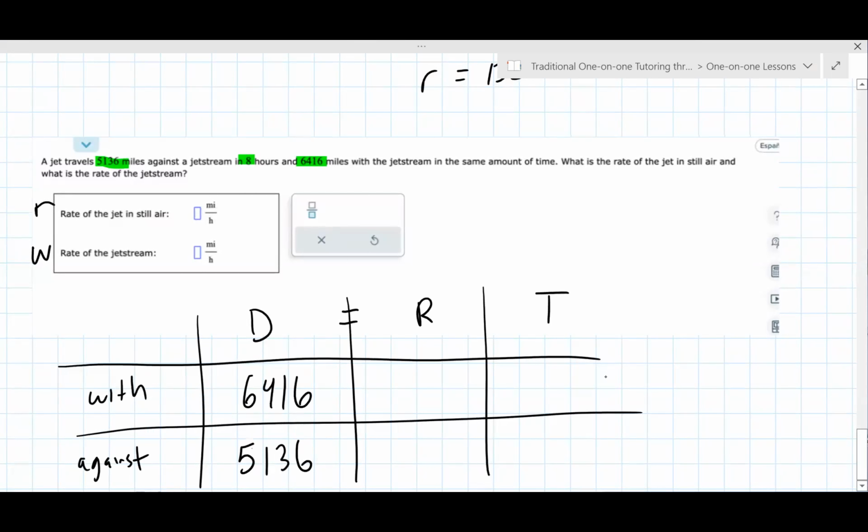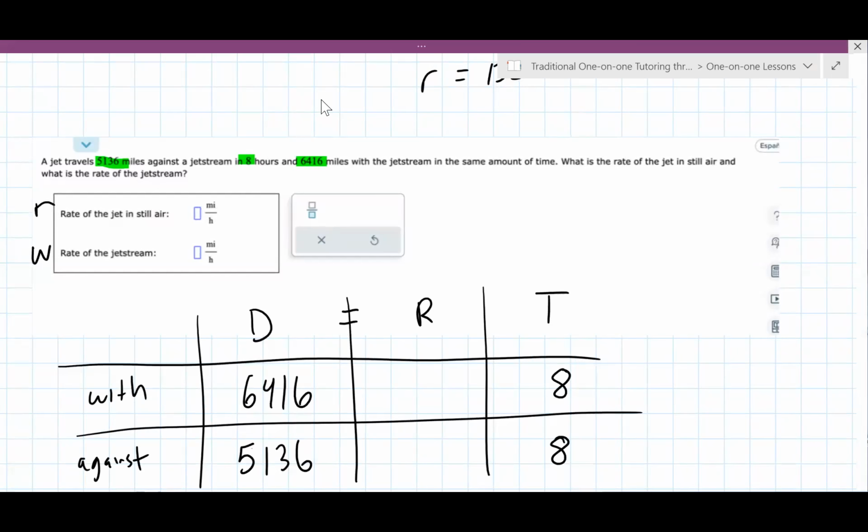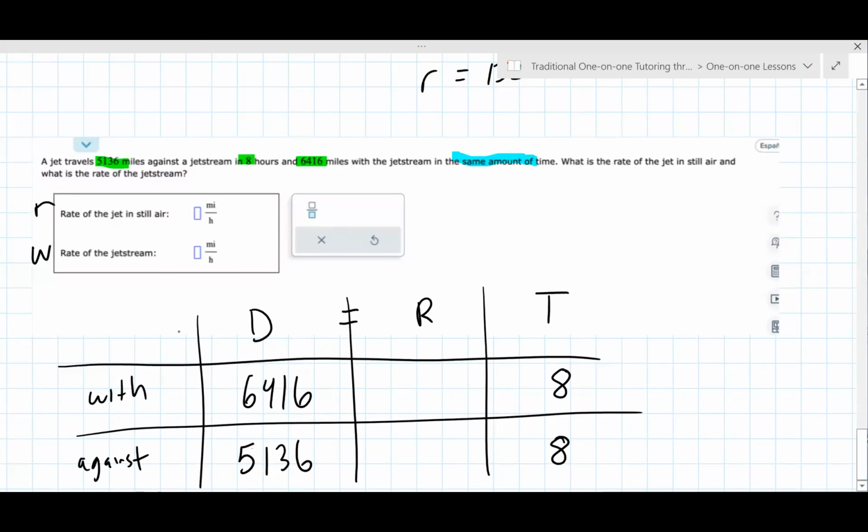Okay, and how about time? Do we know time? Time we know, 8 hours against, and it's the same time for the other. Now this is the hardest part, I think: recognizing that with means R plus W, or whatever variables you want to use for rate and jet stream, but against is R minus W.